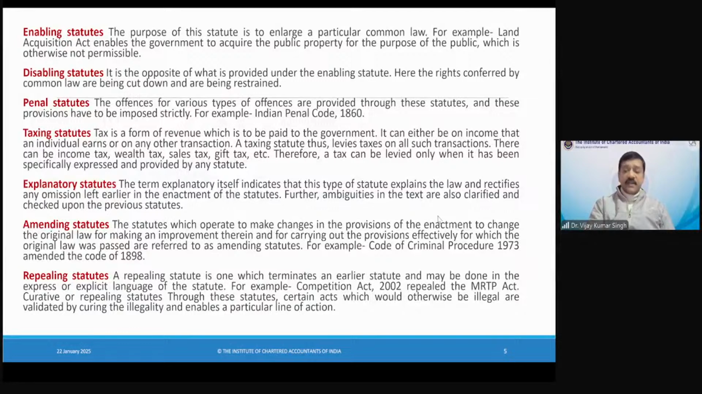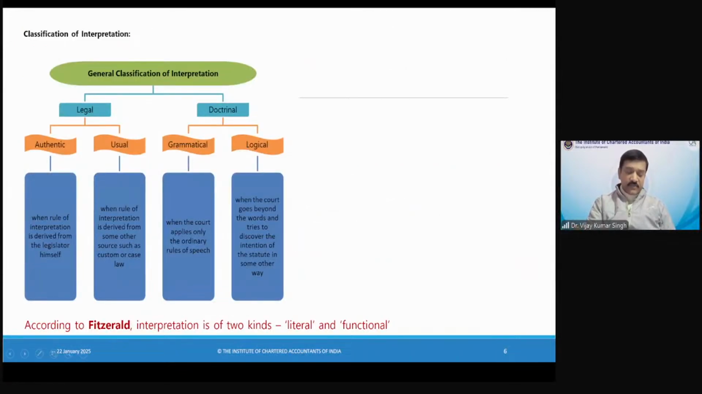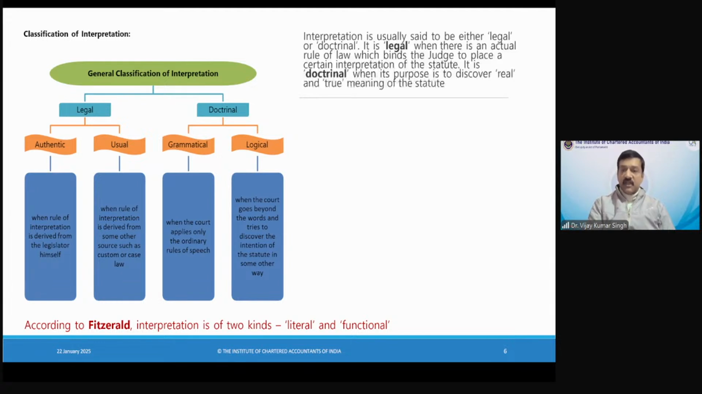Let us move further and talk about the classification of interpretation. This classification, as I told you before, is the classification which is mentioned in your course material. If you read different books of interpretation, you will find the classification may vary, right? So different jurists have classified interpretation in different ways. However, from your course material perspective, it is classified into legal and doctrinal, which can also be referred to as literal and functional. So in legal, we are talking about authentic and usual, whereas in doctrinal, we are talking about grammatical and logical.